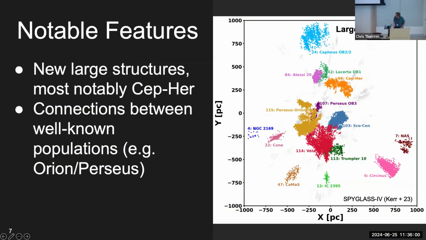And there are a few things to note in this result. So first of all, we have the emergence of some features on very, very large scales, such as the Cepheus-Hercules complex, which we're going to discuss a little bit later in this talk. Got a lot to say about that one. But we also have some interesting connections emerging between well-established populations, for example, between Perseus and Orion, which are fairly far apart on the sky. But it turns out that when you do this sort of fine clustering, you see that there are low-density populations with very similar velocities that essentially bridge the gap between Perseus and Orion and have very similar ages as well. So not to say that those are definitely connected populations, but it's an interesting feature that's worth looking into further.